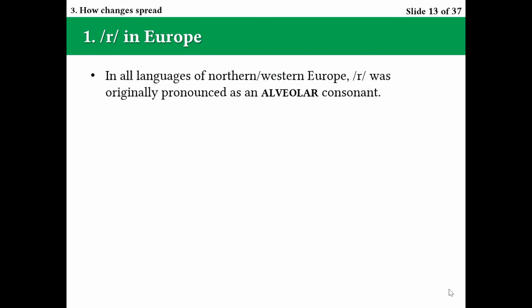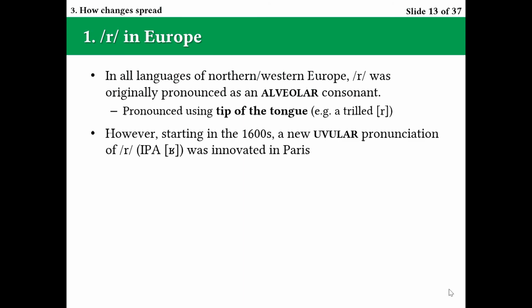So originally, in all the languages of Western Europe, there was a phoneme R, and it was pronounced as an alveolar consonant, usually using the tip of the tongue, something like a trilled R, for example. But then starting in the 1600s, if anyone speaks French, you'll know that the standard French R today does not sound like that. It sounds very different. And this was an innovation. The uvular pronunciation of R developed in Paris.